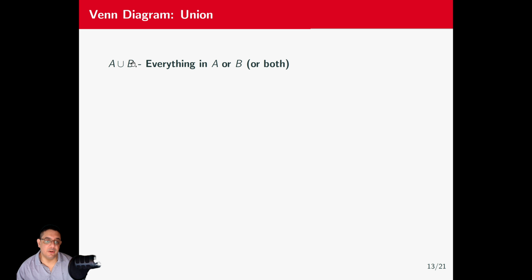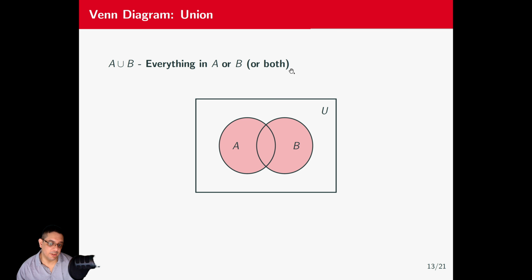For example, A ∪ B, which is everything in A or B or both, is given by this Venn diagram. We just set the universe in this rectangle. Then we do two sets with intersection. And then A ∪ B is just going to be all the colored pieces.